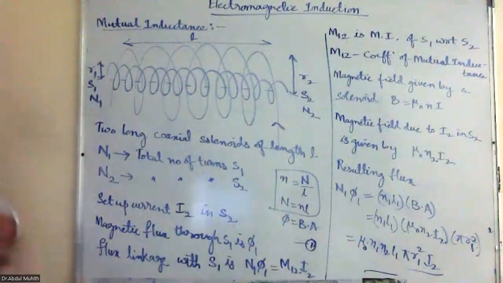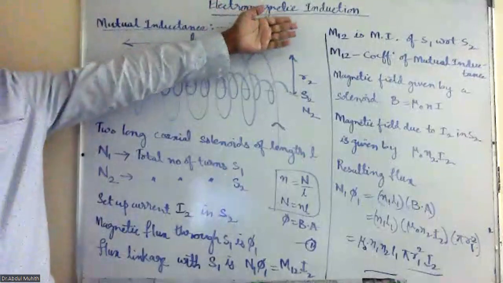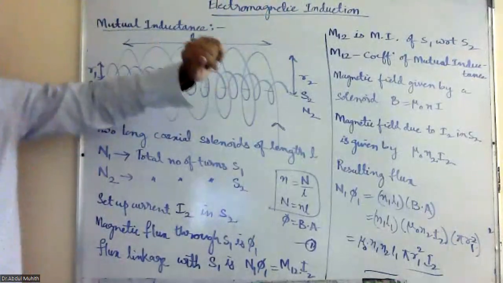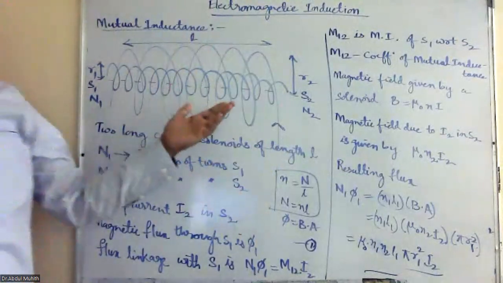It's recorded, later on. So M12 is the mutual inductance of S1 with respect to S2. So she started explaining her perfume, which company it is and all. So I was listening to her.